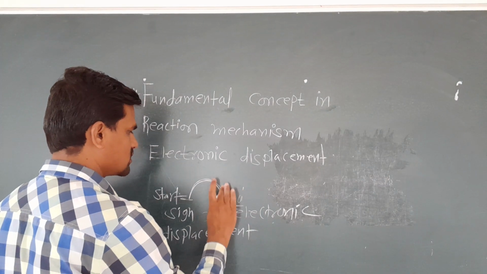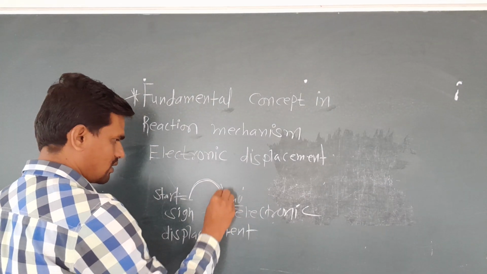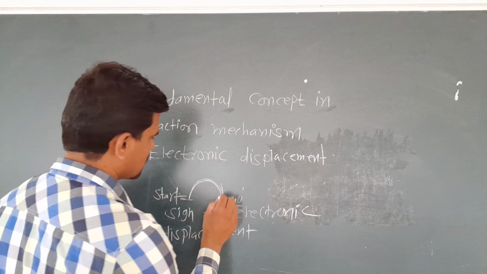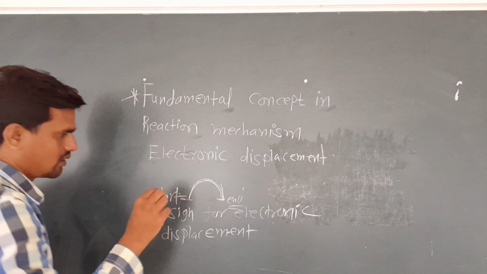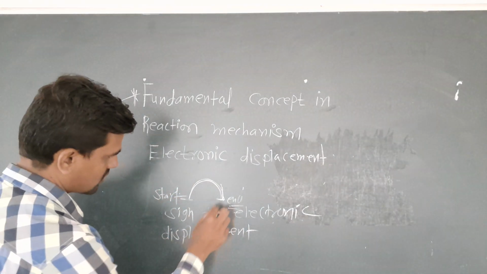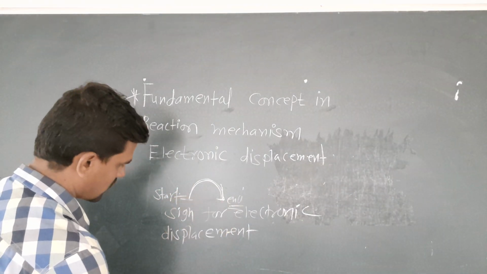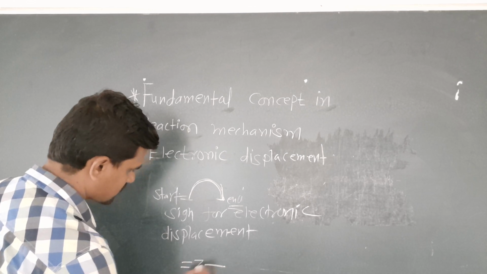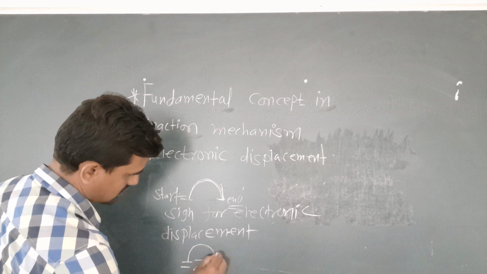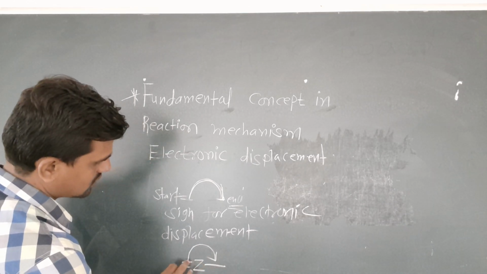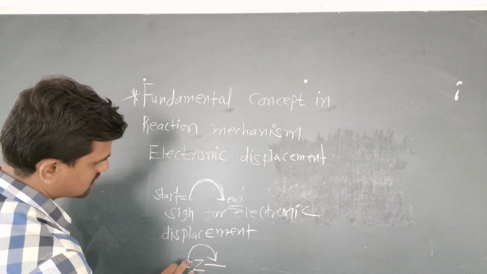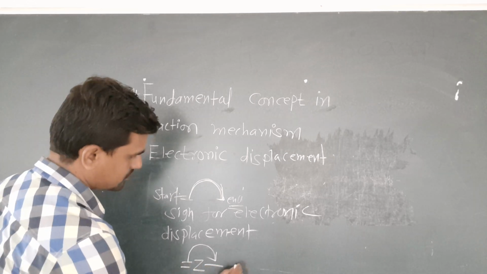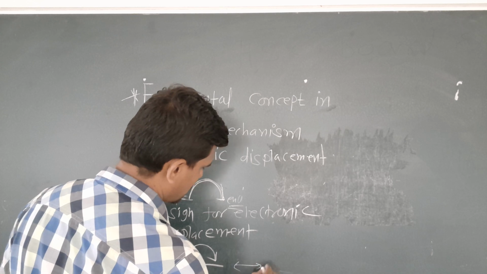If this arrow is on the atom, then the electron displacement is on the atom, and if this arrow is on the bond, then the electron displacement is on the bond. If the arrow indicates the bond, it shows that this pi bond is shifted from this point to this bond. So this is one type of electronic displacement.